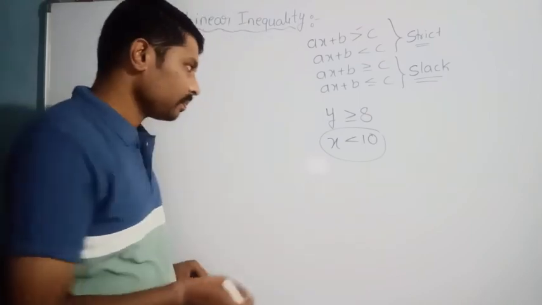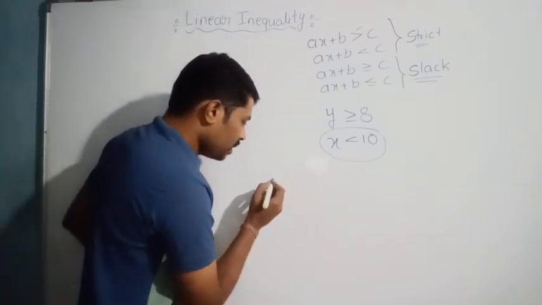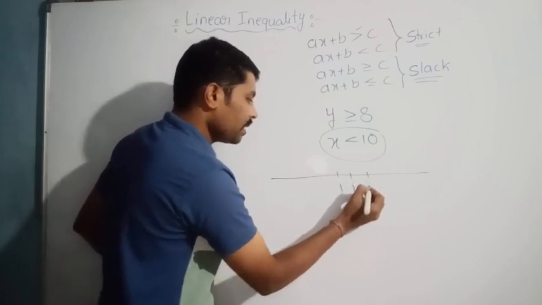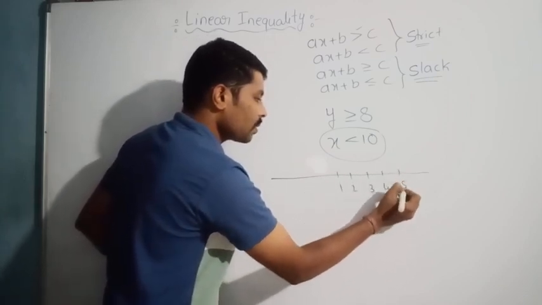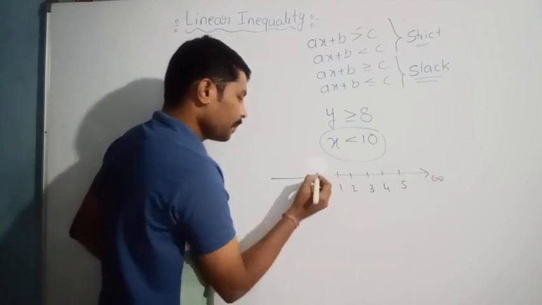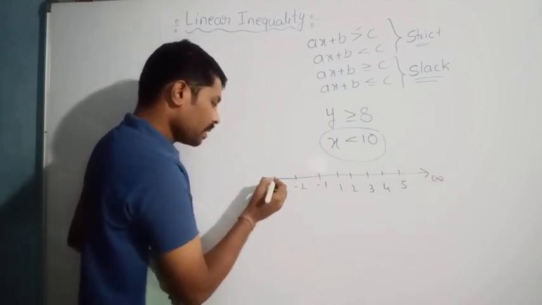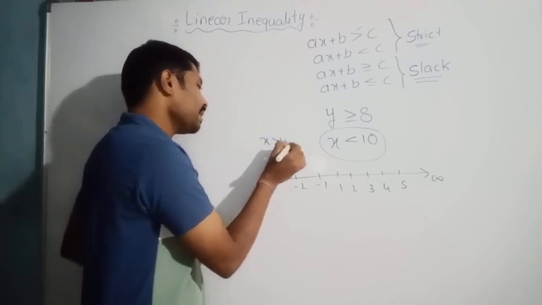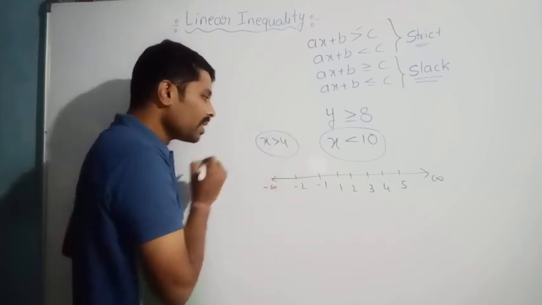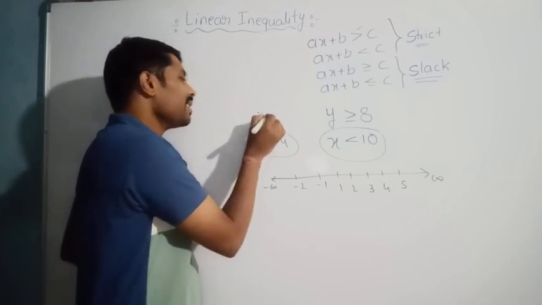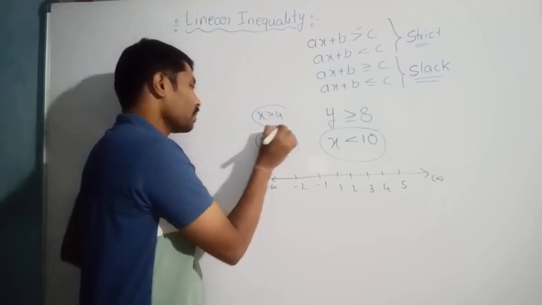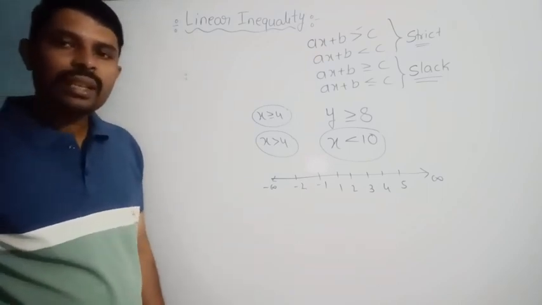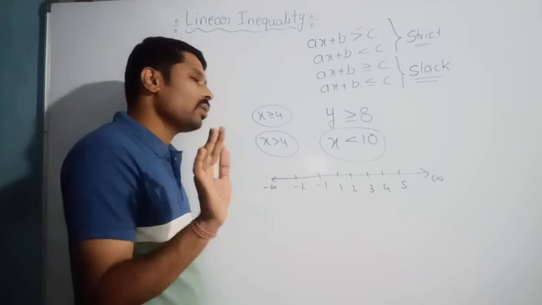Observe here. Suppose this is the number line. Here 1 is there, 2 is there, 3, 4, 5, and so on up to infinity. Minus 1, minus 2 on this side, up to minus infinity. Suppose I mention x is greater than 4, and x is greater than or equal to 4. Sir, what is the meaning of this? What is the difference between strict inequality and slack inequality? Look here, observe carefully.